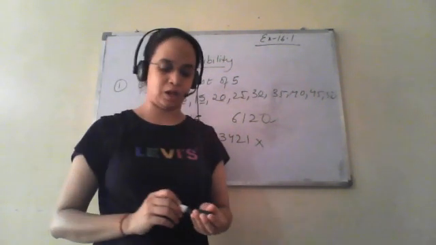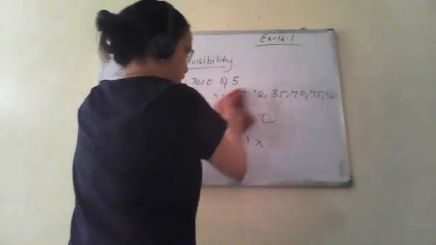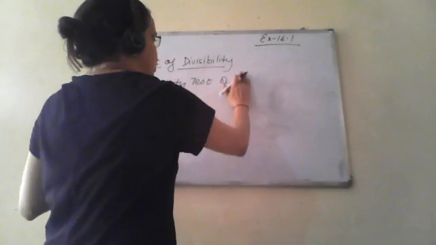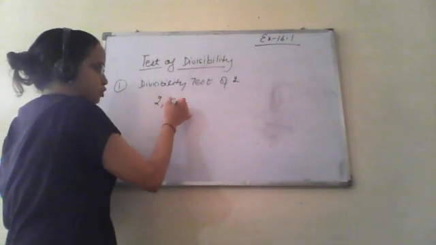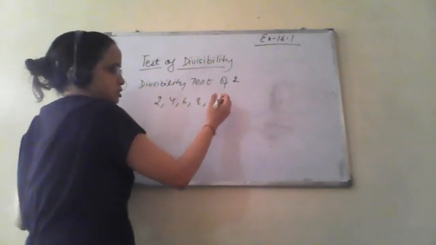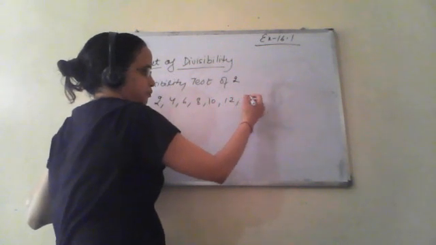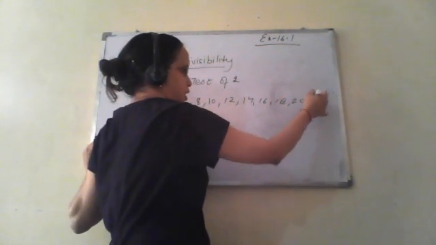Clear? Now, the divisibility rule of 2. What is the divisibility rule of 2? Now we have multiples of 2. This is 2, 4, 6, 8. Then we have 10, we have 12, we have 14, 16, 18, 20, and so on.